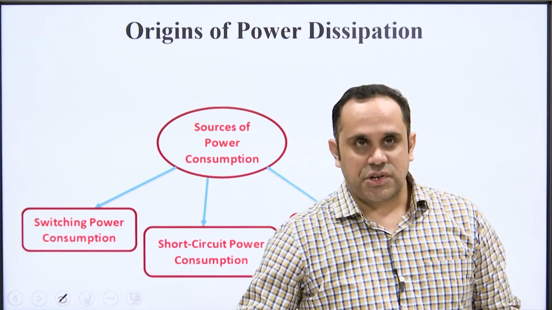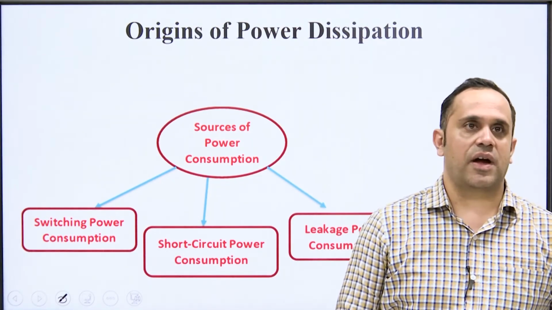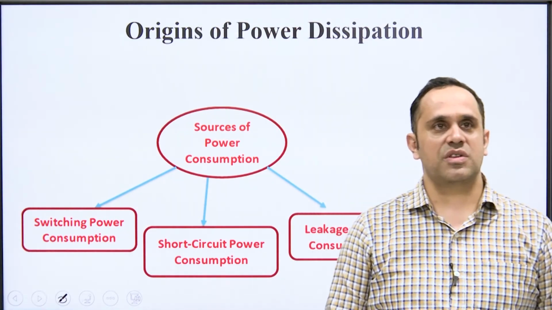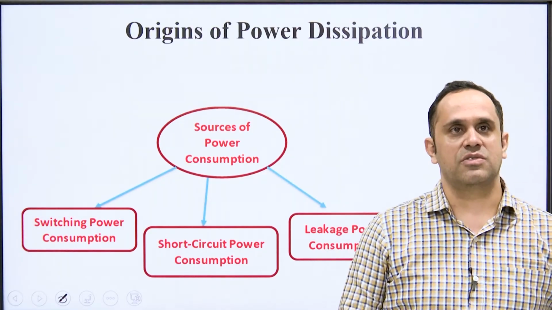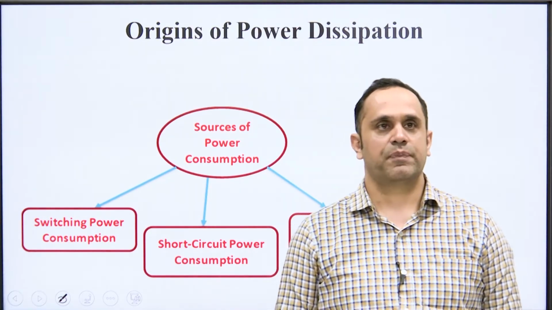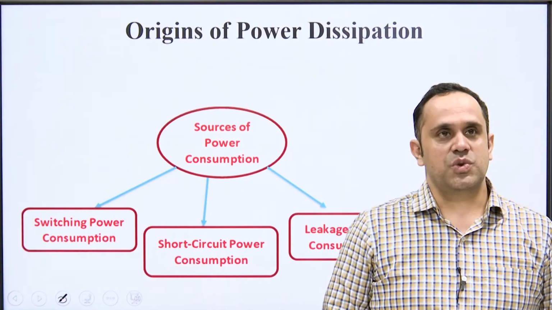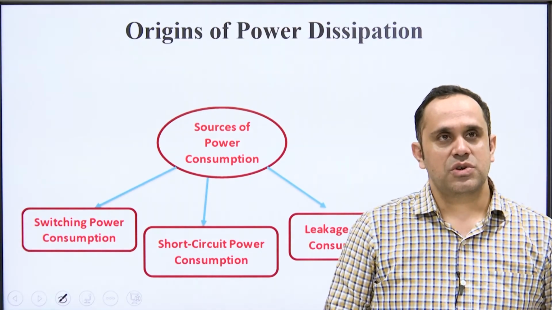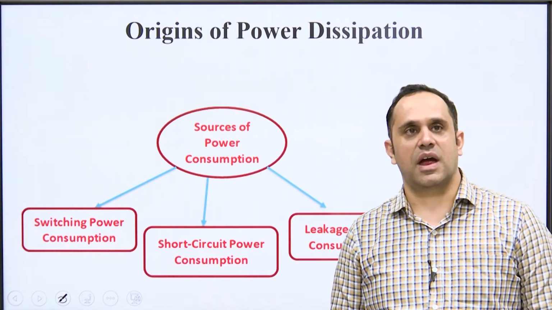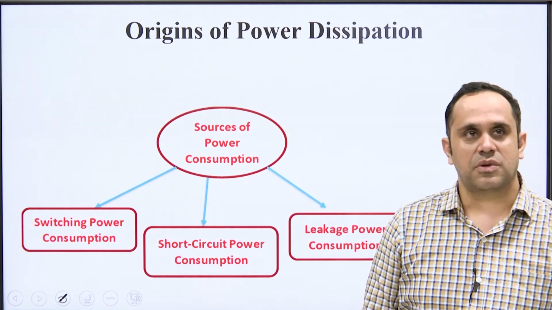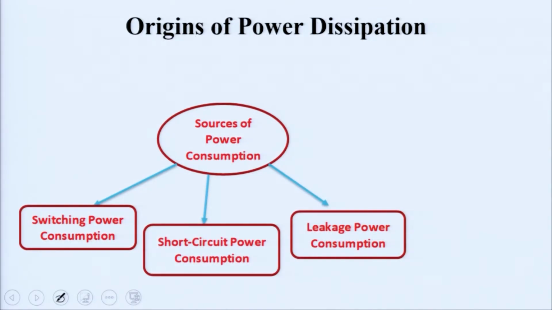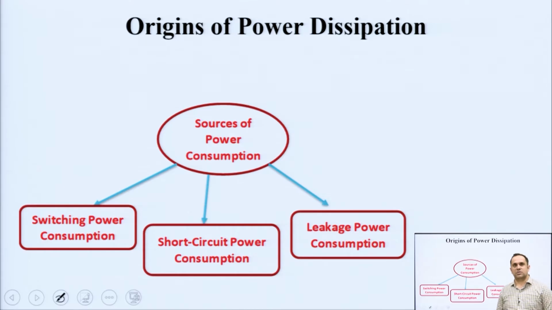So, in the last lecture we have identified some sources where power tends to get consumed or dissipated. These are your switching power consumption, short circuit power consumption and leakage power consumption. Switching power is when your circuits switch from 0 to 1 and 1 to 0, and during that whatever power is dissipated, that is switching power consumption.